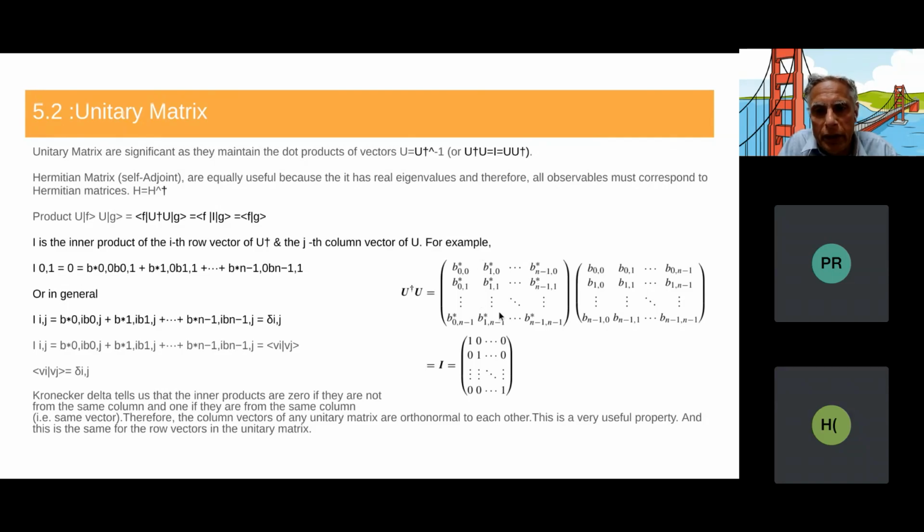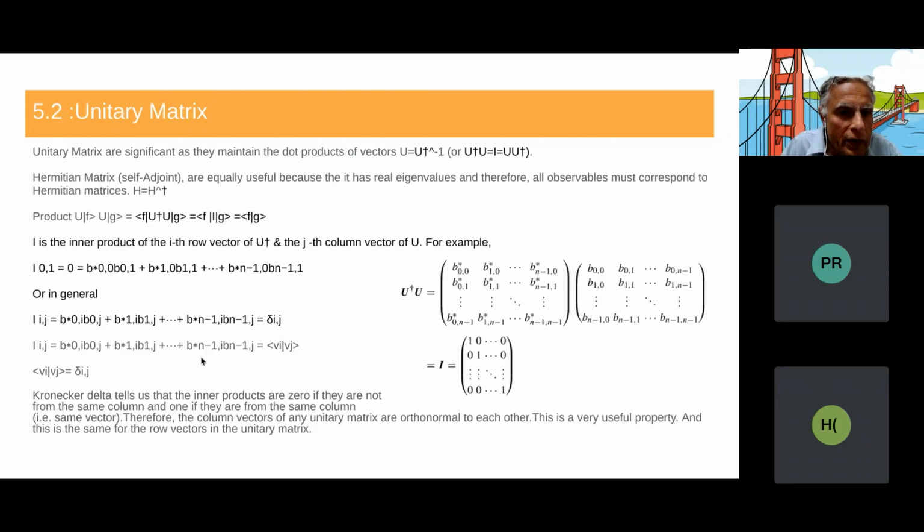Obviously, we are making everything complex conjugate. If you do a multiplication of this, it will give you the identity matrix that we have already defined per definition. So essentially, it's the inner product of the ith row of U dagger and the jth column of U. So if I say this is 0, 1, then this is 0, 1. Basically, ith row with jth column multiplication. That's how you are getting all this identity.